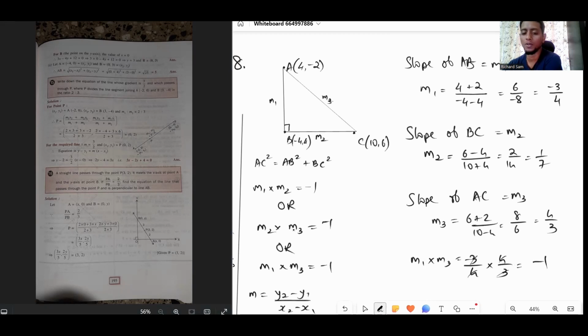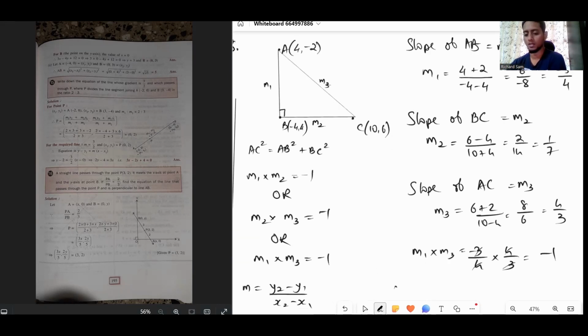Yes. If you multiply any of them and you get minus 1, that means those two sides are perpendicular to each other. So which are the two sides perpendicular to each other? M1 is the slope. Which are the sides? AB and AC. AB and AC are perpendicular to each other.